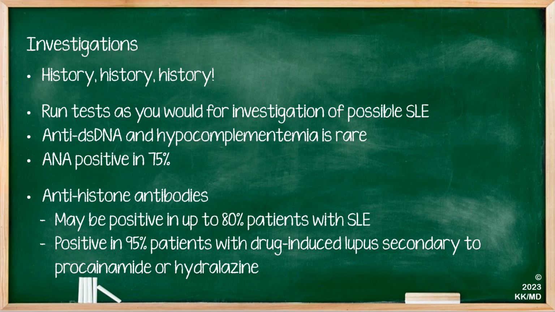Importantly, with drug-induced lupus, cases of anti-dsDNA and also low complement levels are really quite rare. And your ANA, or anti-nuclear antibody, is generally positive in the majority of cases, about 75%.